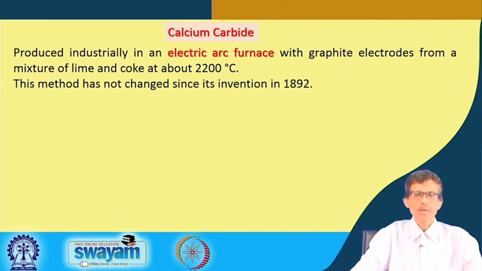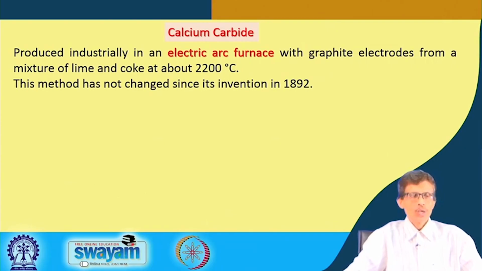How we make that particular calcium carbide is a very simple reaction: you take any source of calcium and react it with carbon. So, carbon will be the direct source, and calcium is not in its elemental form, but in the most cheaply available forms: calcium oxide, calcium hydroxide, or calcium carbonate. So, basically we prepare it by a very high temperature reaction at 2200 degree centigrade in an electric arc furnace, using graphite electrodes, from a mixture of lime and coke. So, it is a very simple reaction.